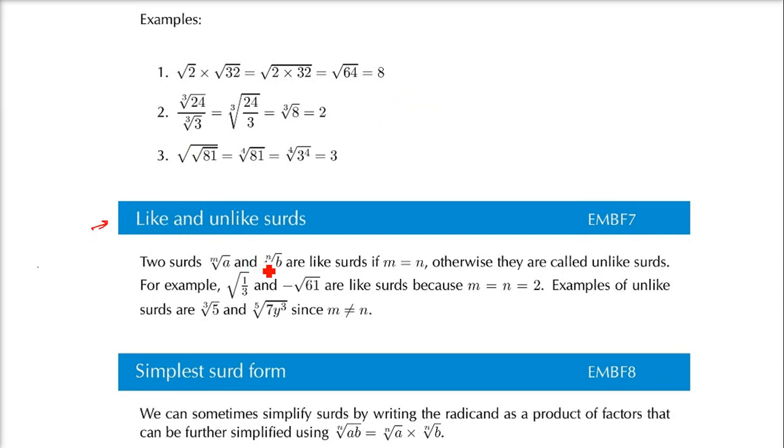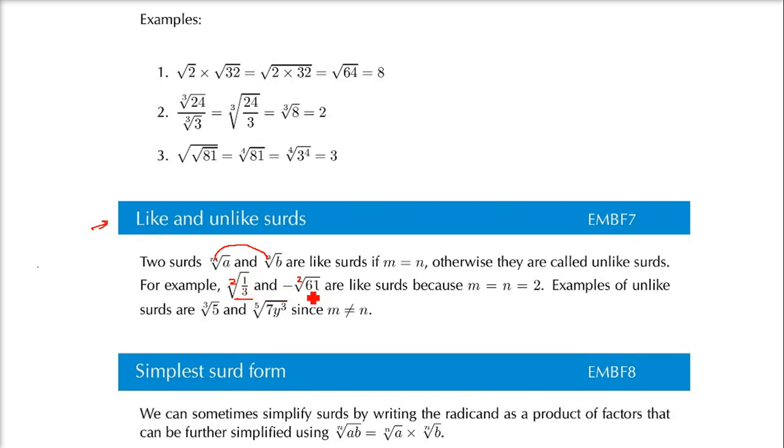What are like and unlike surds? If you see, we have this nth or mth root, or you can say a raised to the power 1 by m and b raised to the power 1 by n. So if this m and n are equal, then we say they are like surds. That is, if you take an example of square root of 13, this is 2. Also square root of 61, this is also 2.